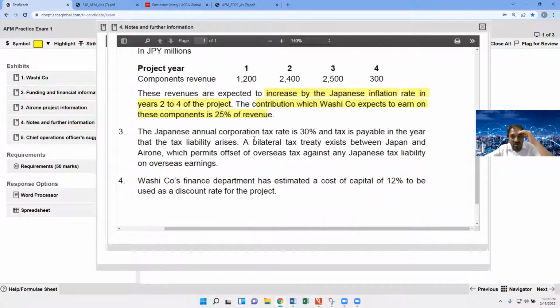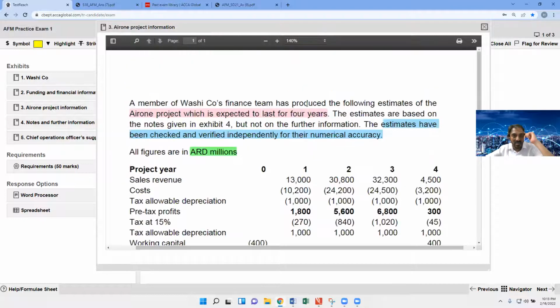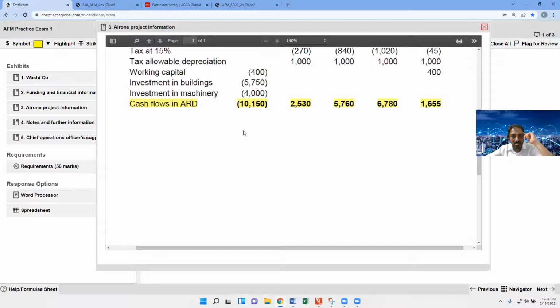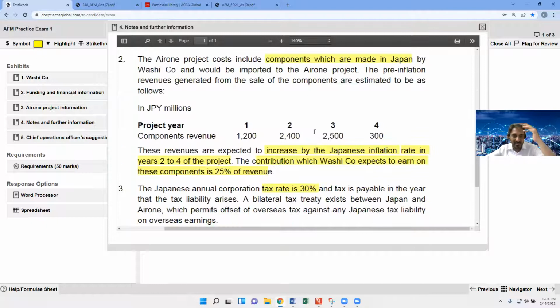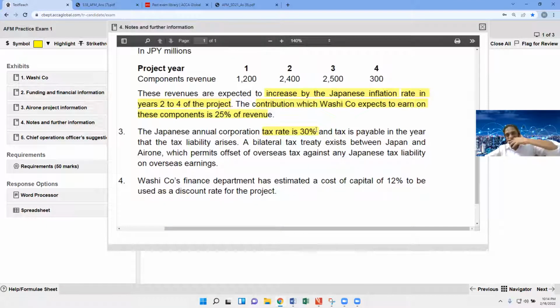The Japanese annual corporation tax rate is 30%. Tax is payable in the year the tax liability arises. There is a bilateral tax treaty between Japan and Air 1, which permits offsetting overseas tax against any Japanese tax liabilities. So here Japan's tax rate is 30%, and what about the ARD? The corporate tax rate there is 15%. Should we pay more in Japan? Yes. After the bilateral tax treaty, we have to pay an extra 15%.